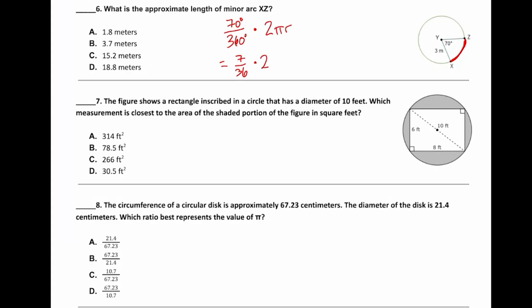And then we'll multiply that by 2. The answer choices are not in terms of pi, so we are going to multiply that pi out. And then the radius is 3. So we just need to be careful and make sure that we type this into the calculator correctly. I've got 7 over 36 times 2 times pi times 3. And that is approximately, so I'll change this equals to an approximation here, 3.67. My kids are going to like that one. So the answer is B.